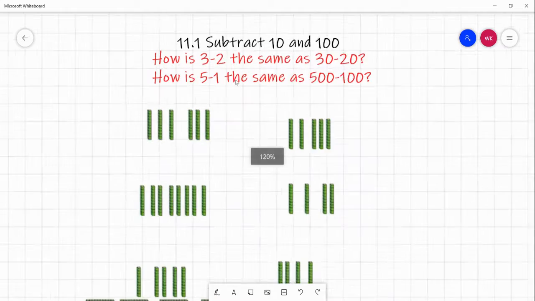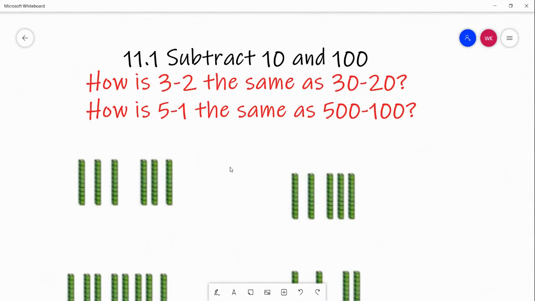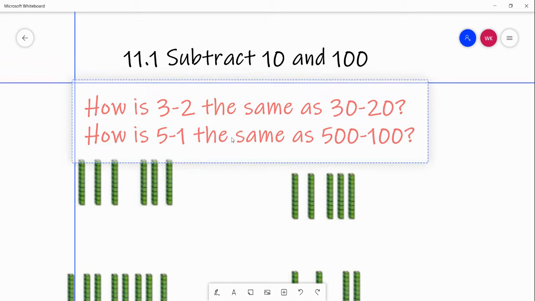So this is my first question for you guys. I want you guys to think, how is 3 minus 2 the same as 30 minus 20? Think in your head. Take a couple seconds. How do you think 3 minus 2 is the same as 30 minus 20? So let's go ahead and figure this out.